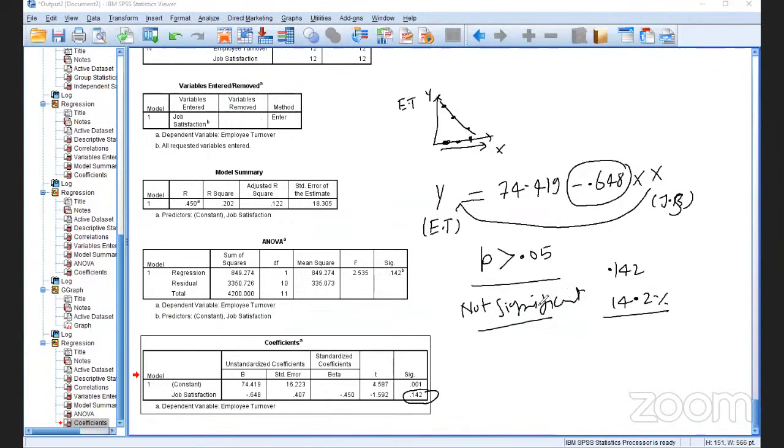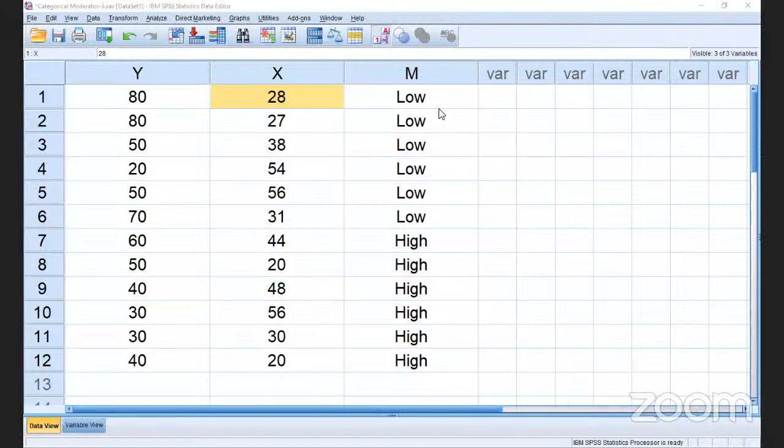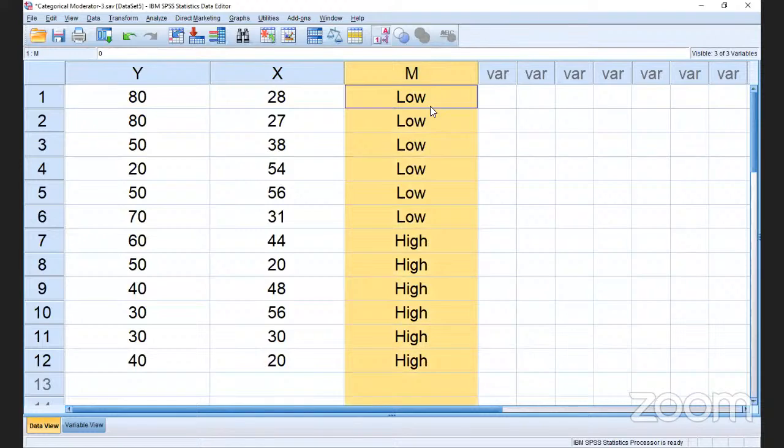Now for another relationship, we find it through the analysis of the independent t-test. So I am stopping sharing this and opening my data. So here is my categorical moderation. Now we will check whether there is any significant relationship between employee turnover and low job performer and high job performer. So how will we check it?